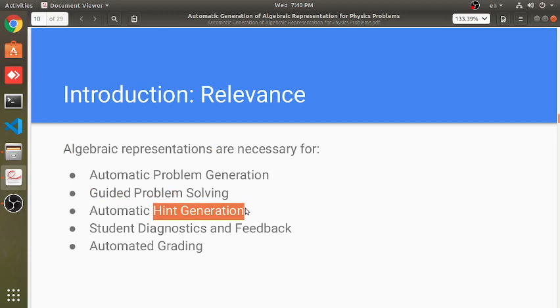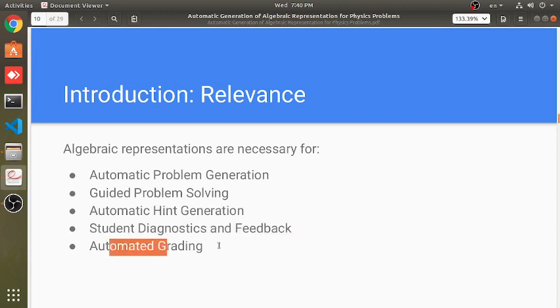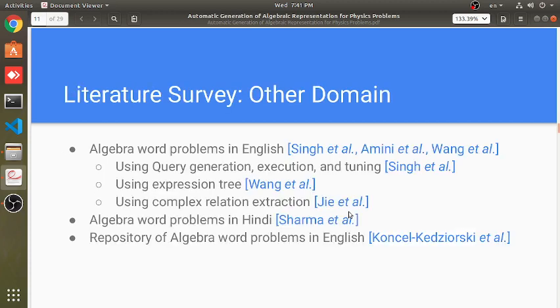Okay, now based on in which particular case or topic the students are lagging behind, a diagnostic and feedback system also can be generated, and finally we can automatically grade based on what is present in the student answer and what is present in the model answer by comparing both of them. Okay, so we can understand the relevance of the algebraic representation.